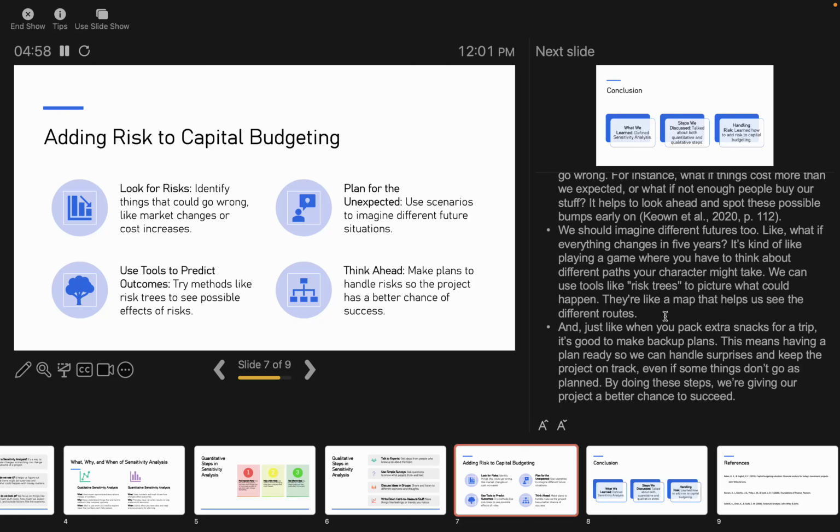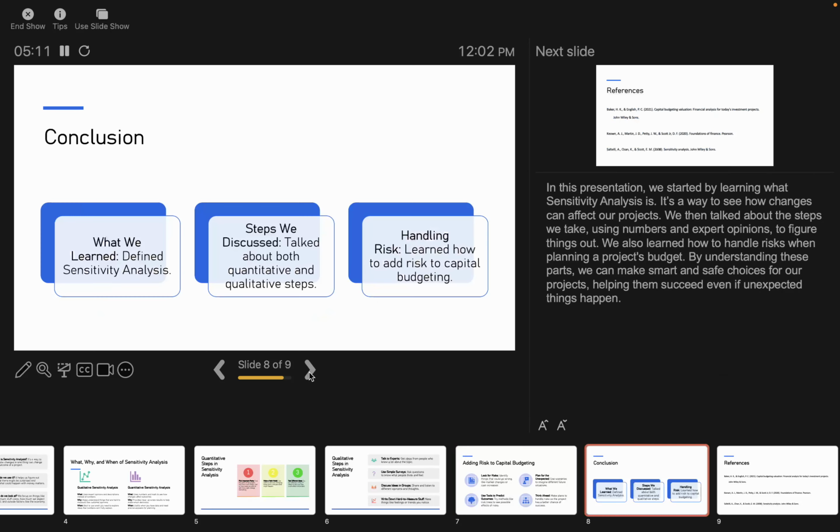And just like when you pack extra snacks for a trip, it's good to have backup plans. This means having a plan ready so that we can handle surprises and keep the project on track, even if some things don't go as planned. By doing these steps, we're giving a project a better chance to succeed.